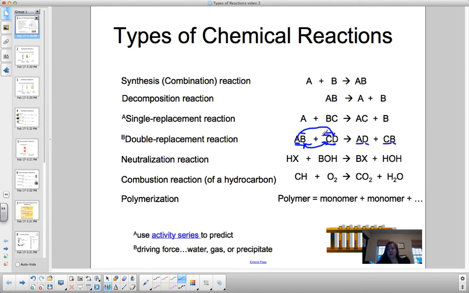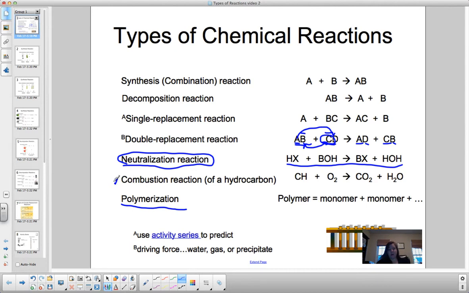But notice how you still name the cation first. So C goes before B. So this is the cation named with this anion. We do not have to worry about neutralization reactions at this point. Don't worry about them. If you go on to AP, this will come back. And we do not have to worry about polymerization. Don't worry about that either.